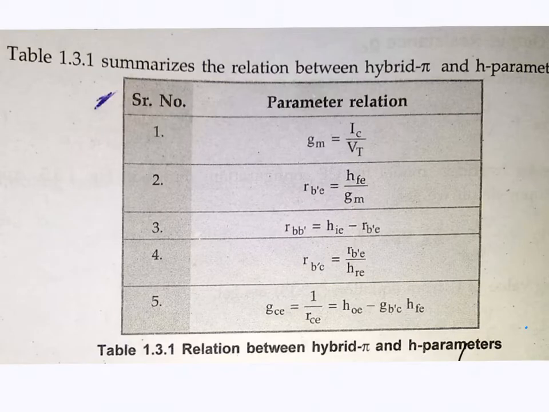These are some formulas regarding the hybrid H parameter model. So here we are having some different formulas. Here Gm is nothing but the transconductance. Gm is equal to Ic by Vt. Here Ic is the collector current and Vt is the thermal voltage, and Rb'e is equal to Hfe by Gm. And Rbb' is nothing but Hie minus Rb'e, and Hre is equal to Rb'e by Rb'c. And the output conductance, 1 by Rce, is also equal to Hoe minus Gb'c into Hfe.